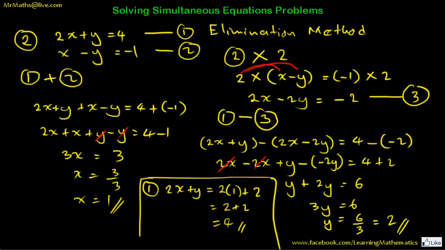Let's verify using equation 2 now. So it looks like if we verify using equation 1, it matches. So equation 2, x minus y is equal to what? x is 1, and then y is 2. So minus 2. 1 minus 2 is minus 1. So it is consistent. So the answer is correct.